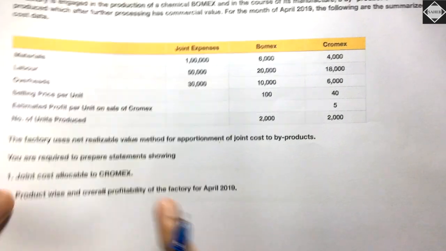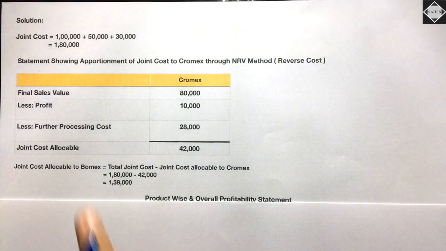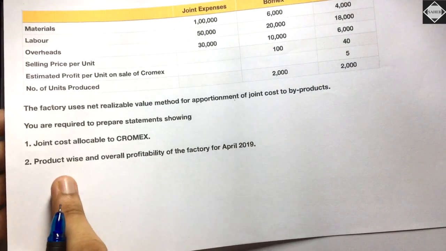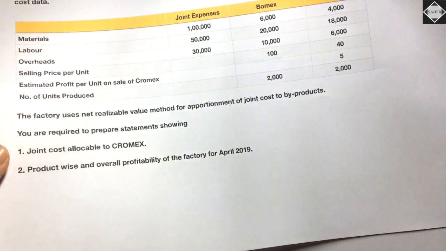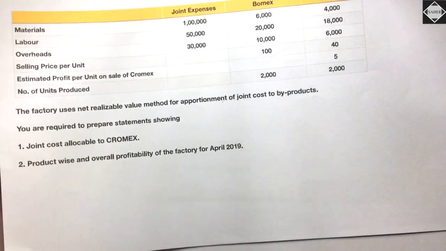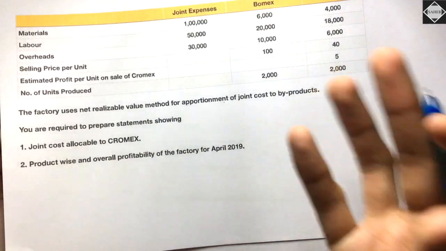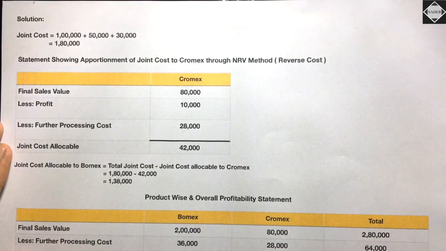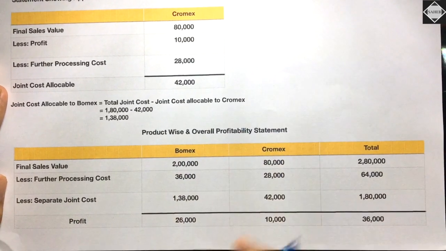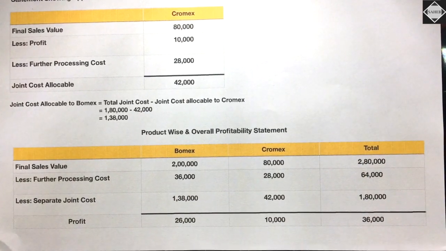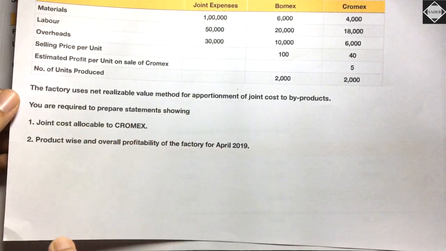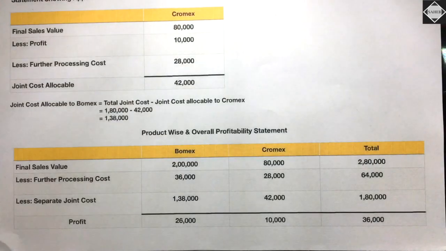Joint cost allocable to Chromex, you also found out how much is allocable to Bomex. Why did we do that? Because for the next requirement we need that product wise and overall profitability of the factory for April 2019. What you have to do in the second requirement is just prepare a profitability statement. Really simple, you just have to find out the profit. See here, product wise and overall profitability statement: Bomex, Chromex, total. Why a total column? Because in the question they have asked product wise, that is the Bomex and Chromex columns, and then overall means the total column.